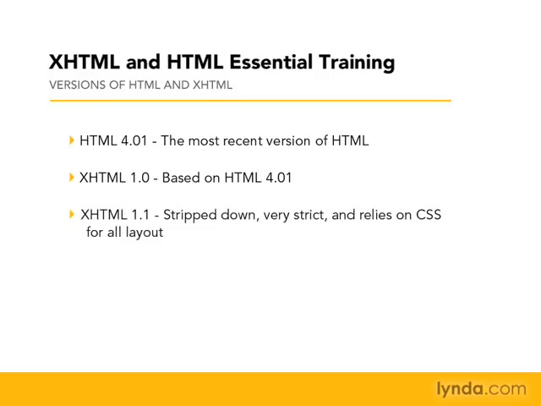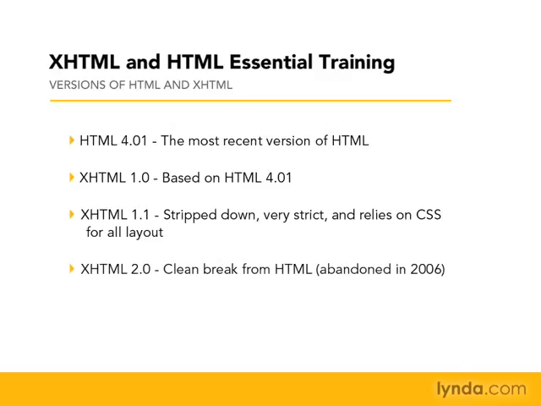XHTML 1.1 is a very strict and stripped down version of XHTML. It has no presentation features. Instead, you must rely on CSS style sheets to do all your layout. Unfortunately, not all browsers implement CSS with sufficient consistency to make this work in all cases, so sites that use XHTML 1.1 are still pretty rare, and for good reason.